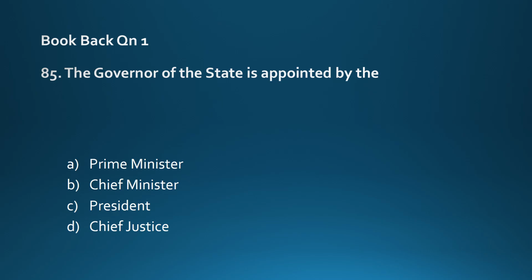Hereafter book back questions. Question number 85. The governor of the state is appointed by option A Prime Minister, option B Chief Minister, option C President, option D Chief Justice. Correct answer is option C President.